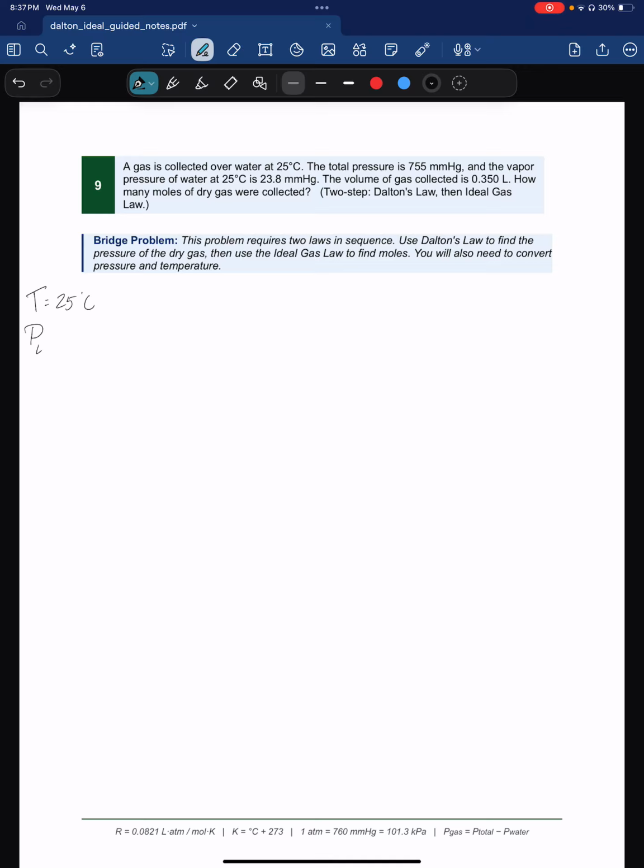The total pressure is 755 millimeters of mercury. And the vapor pressure of water at 25 degrees Celsius is 23.8 millimeters of mercury. The volume of gas collected is 3.50 liters, and we want to know how many moles of just dry gas is collected.